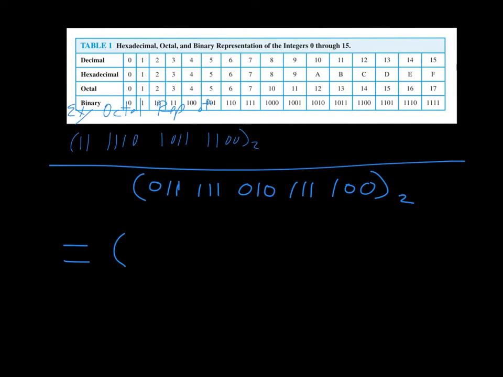So let's look at 0, 1, 1. Well, here is 0, 1, 1 in binary that corresponds to 3 in octal. So I have a 3. And then this group of 1, 1, 1, here it is in binary, that is a 7 in octal. 0, 1, 0. Well, here's 0, 1, 0 in binary. That's a 2 in octal. Then I have 1, 1, 1 right here. 7 in octal again. And then I have a 1, 0, 0. That is right here, which is a 4 in octal. And there we go. That's our octal representation of that binary number.